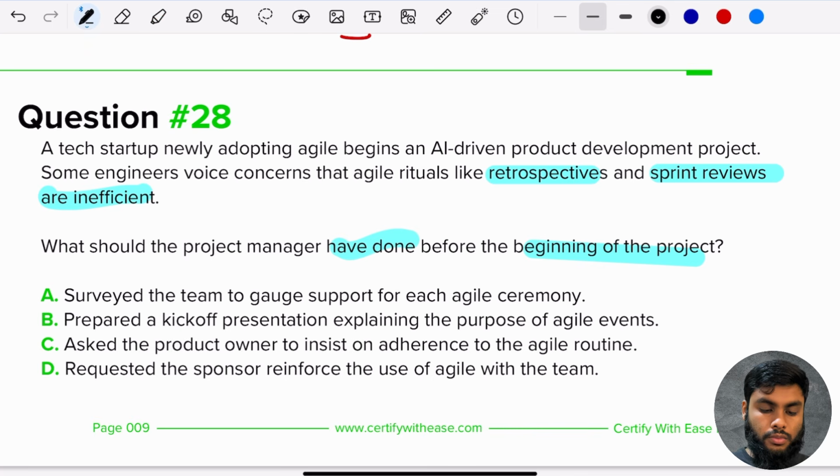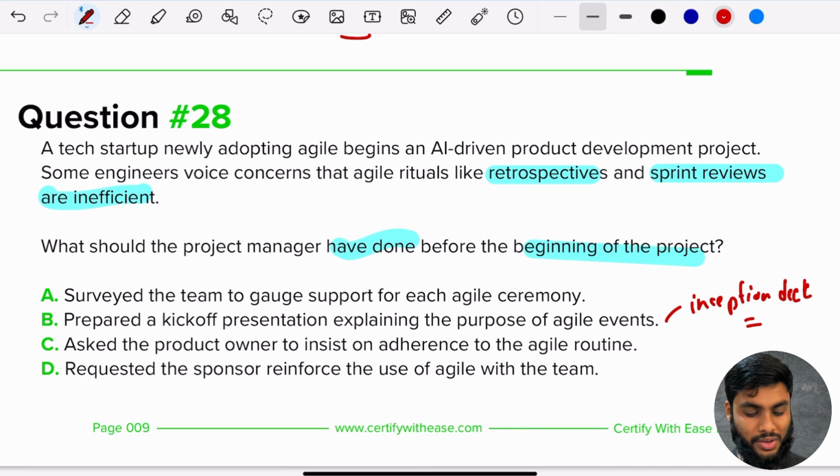All right, awesome. A, surveyed the team to gauge support for each Agile ceremony. Okay, yeah. I don't think that will solve anything because the engineers are already saying that it's useless. So they're probably going to say the same thing, right? B, prepared a kickoff presentation explaining the purpose of Agile events. I like that. So this is synonymous for an inception deck. Okay, this is a weird term that the PMI likes to use. What in the world is an inception deck? Think of it as a PowerPoint. Don't get too caught up in it.